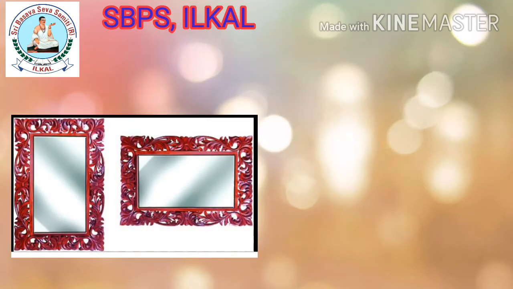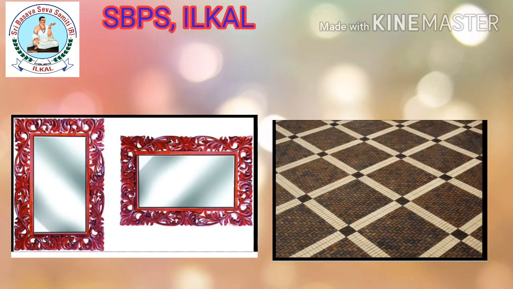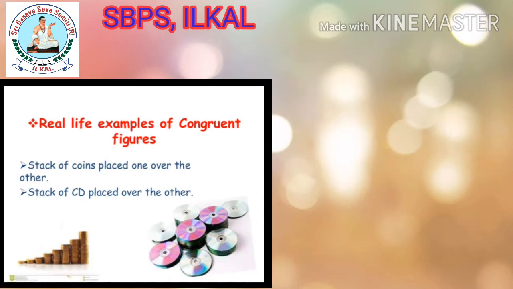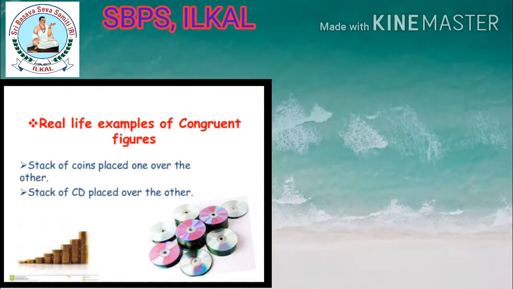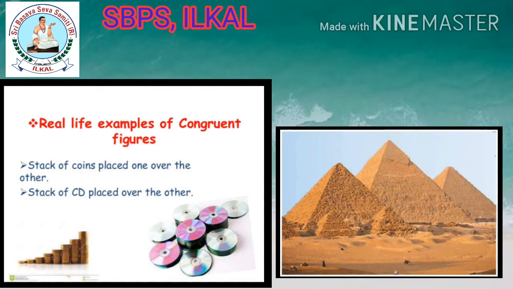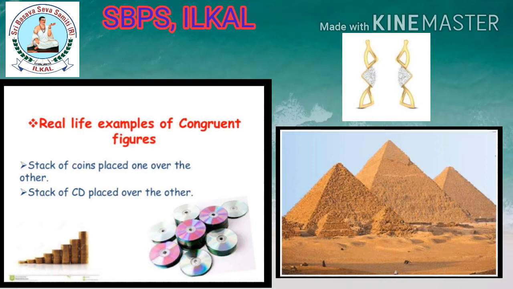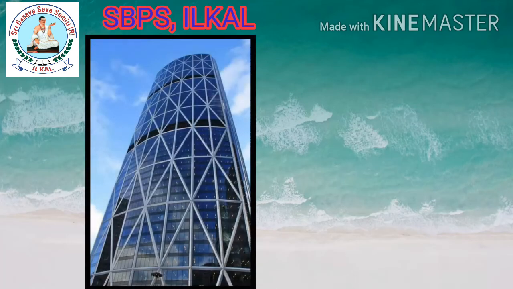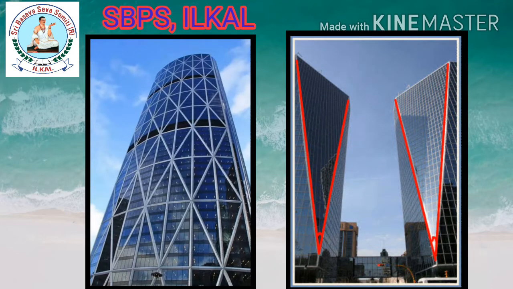Two figures having the same size and shape are called congruent objects, you learnt. So mirror and tiles are also examples for those. Some more real life examples of congruent figures are a stack of coins placed one over the other, a stack of CDs placed over the other, pyramids, pair of earrings. Now you are going to observe still more examples for congruent figures.